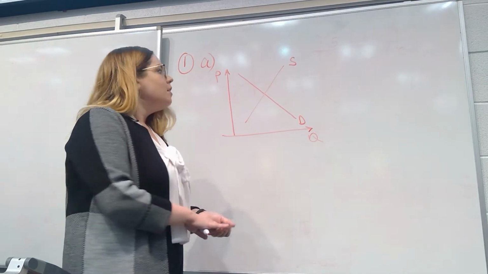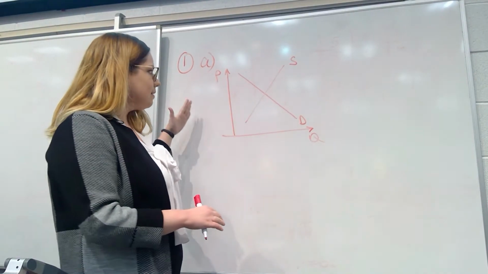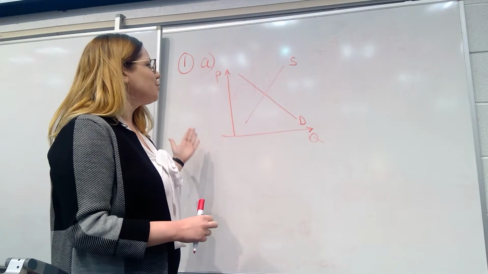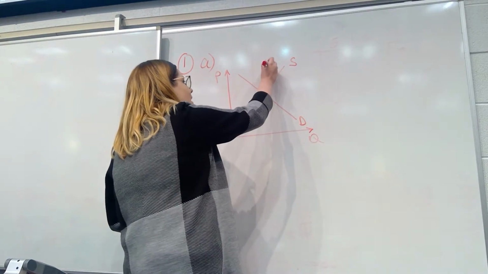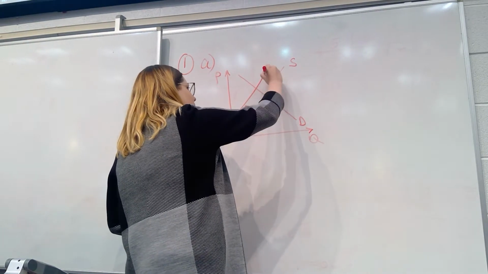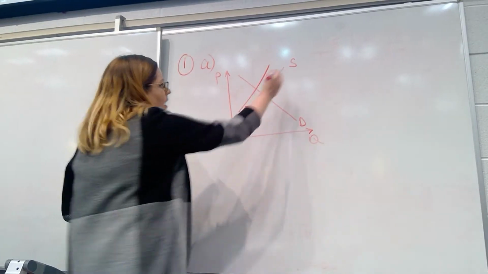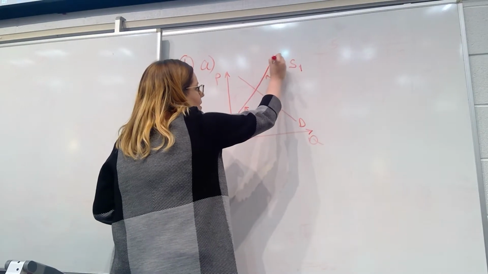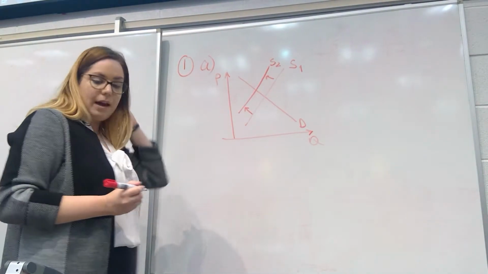So this will lower the supply of bread because it will be more costly to produce bread. And in that case, our supply curve of bread will shift to the left. So this will be S1 and this will be S2. So we are experiencing a shift in the supply curve to the left.